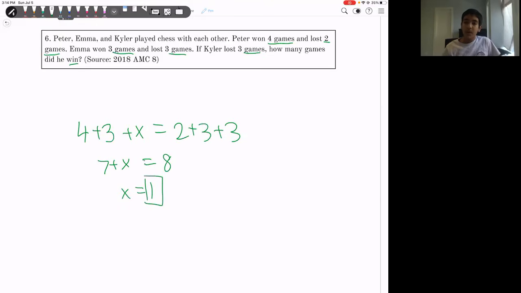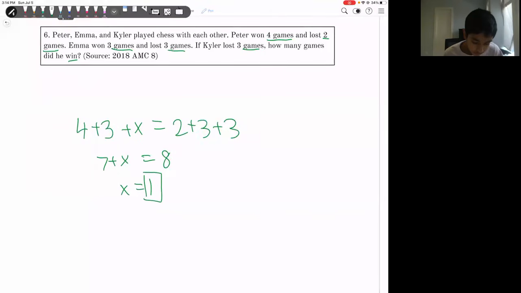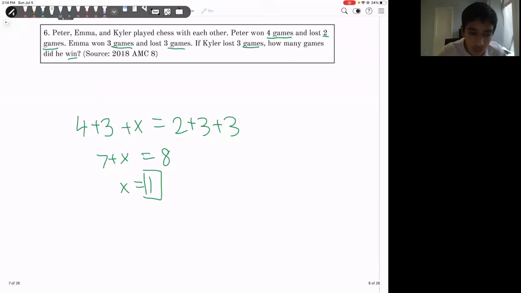Any questions on the homework before we move on to today's topic? Why did the number of wins have to be equal to the number of losses? Because each game has 1 win and 1 loss. So in every game, there's 1 win that comes out of it and 1 loss that comes out of it. So therefore, the number of wins has to be equal to the number of losses.